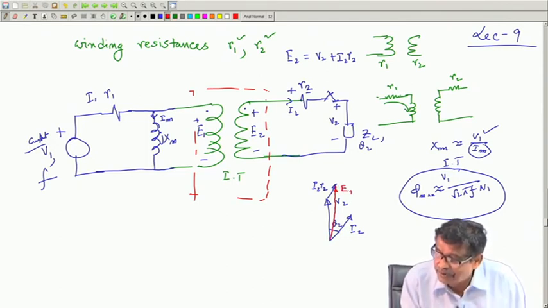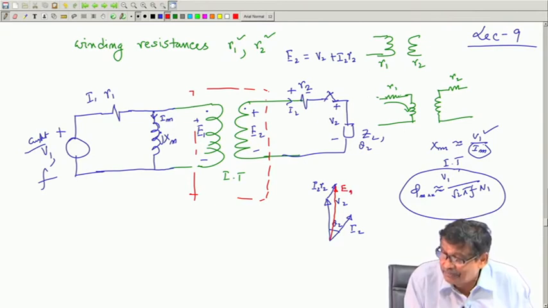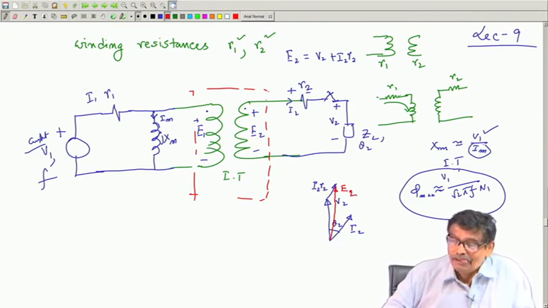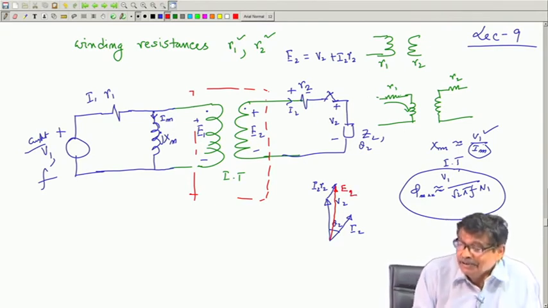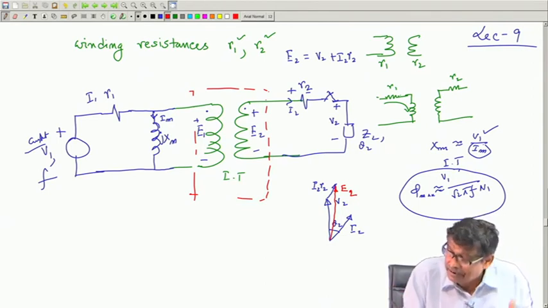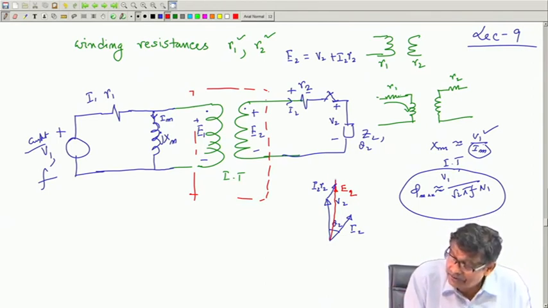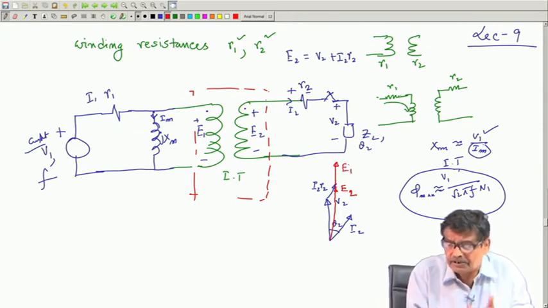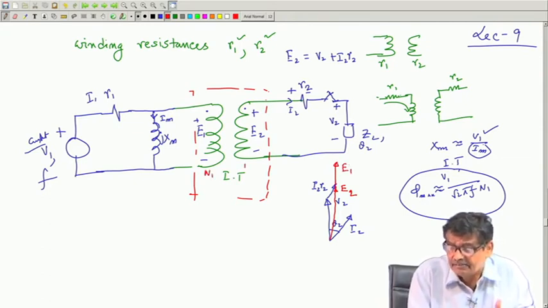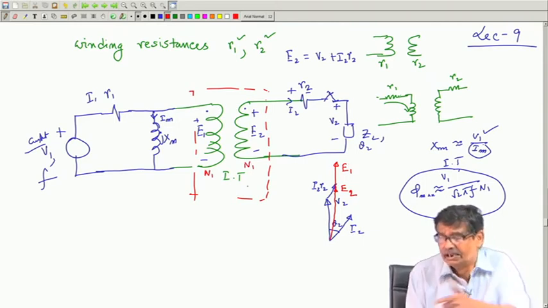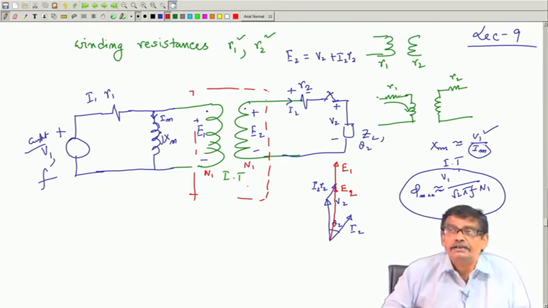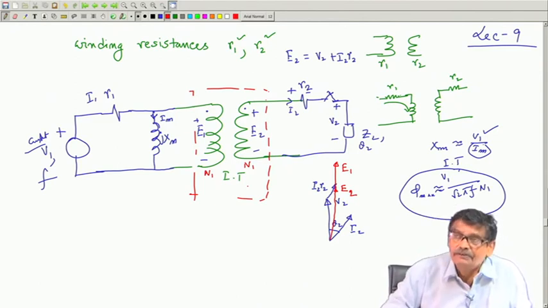This will be your E 2. It is an ideal transformer, so you can confidently draw your E 1. If the number of turns on this side is higher, then the length of E 1 will be higher than E 2. E 1 is drawn.